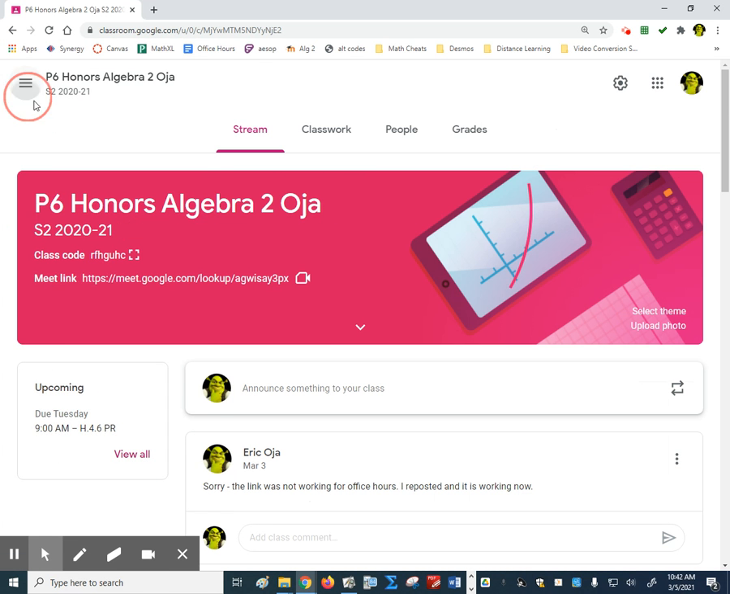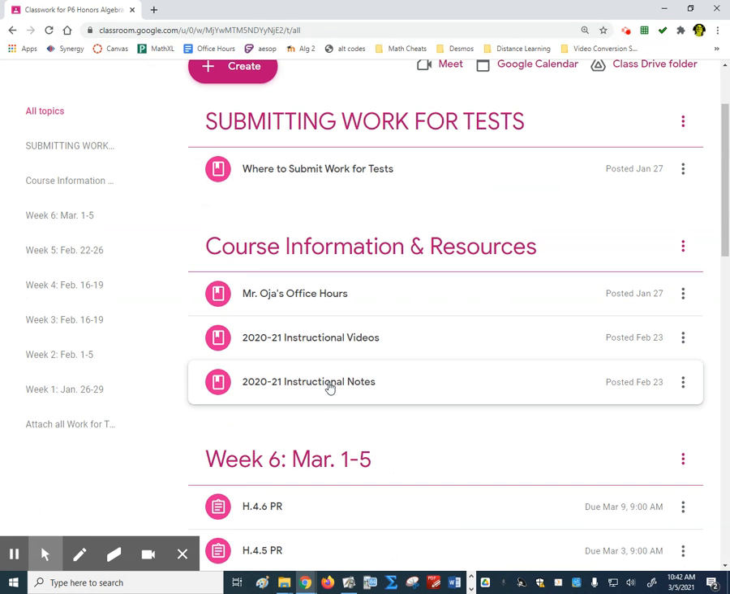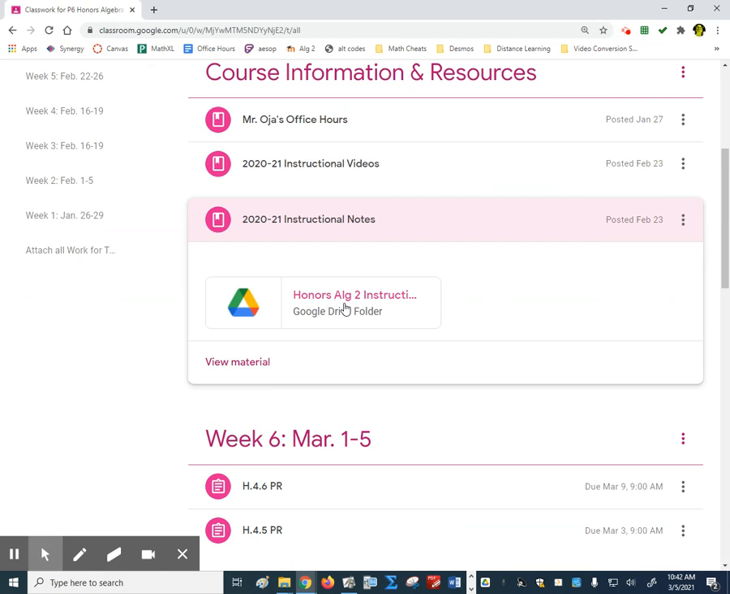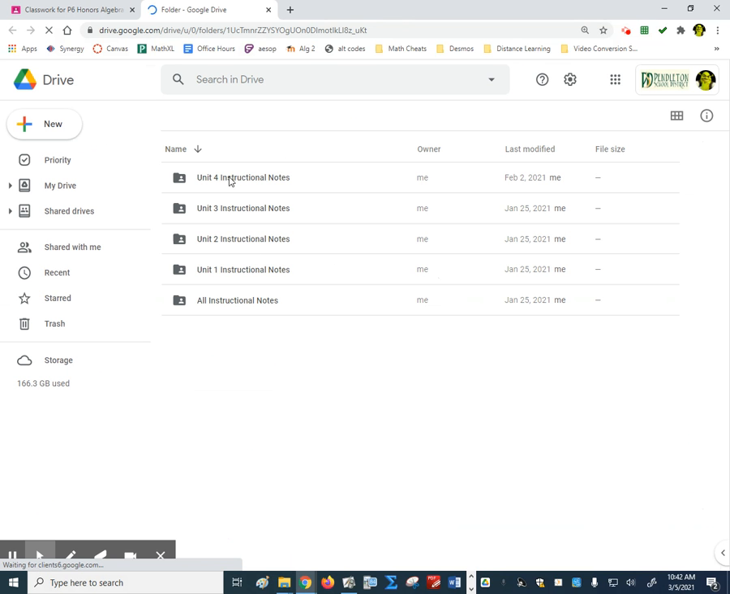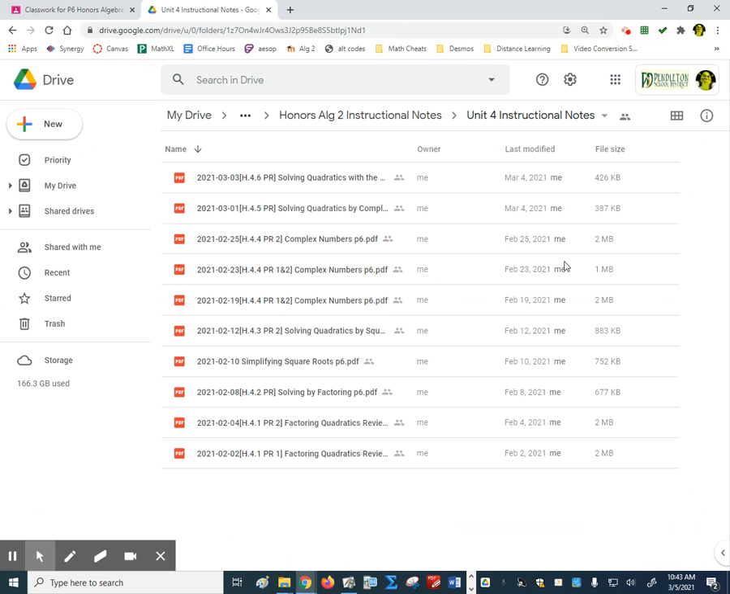I just want to make sure. That's crucial, that you can find it. You just go to classwork, you go to course information and resources, and you go to my instructional notes, and this is updated every day. So if I go up to Unit 4, the unit we're on, there they all are, right? So this ought to look familiar. If I pull up the 3.3 notes, and if you hover over these, it'll give you the full title. So that's solving quadratics with the quadratic formula.